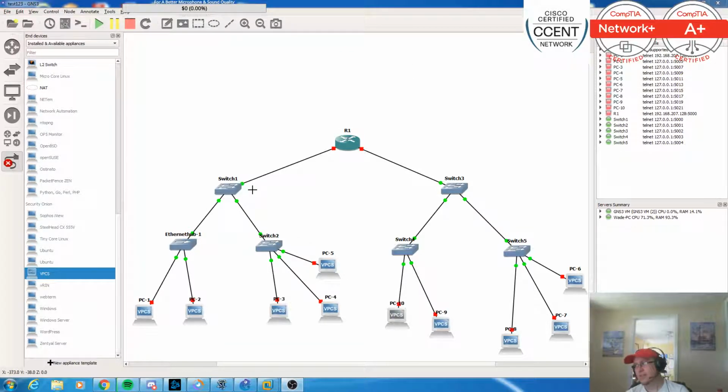And here we go, guys. So this is what we're looking at. Got a hub. Well, first let's count. How many routers do we got? We got one router. How many switches do we got? We got 1, 2, 3, 4, and then 5 switches. How many hubs do we got? We got 1. How many PCs do we got? 1, 2, 3, 4, 5, 6, 7, 8, 9, 10 PCs or computers.